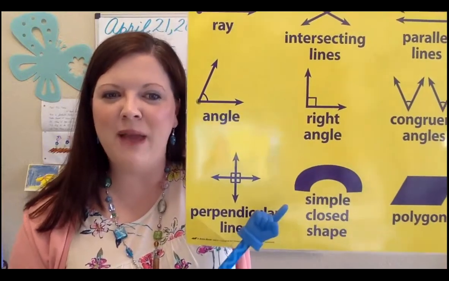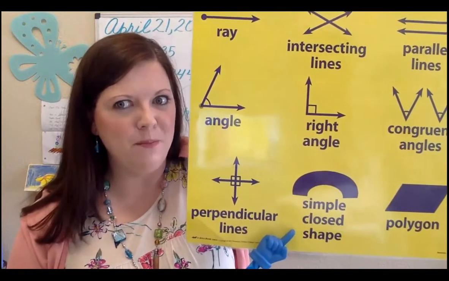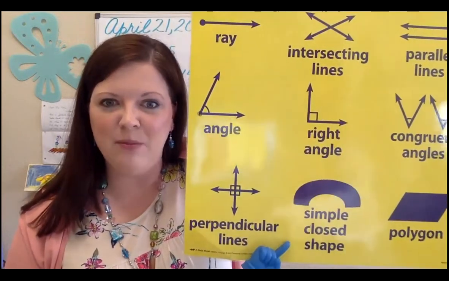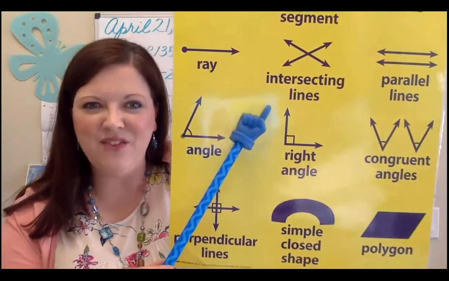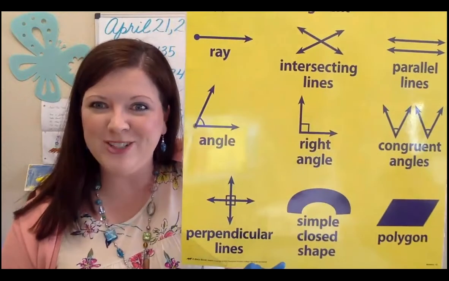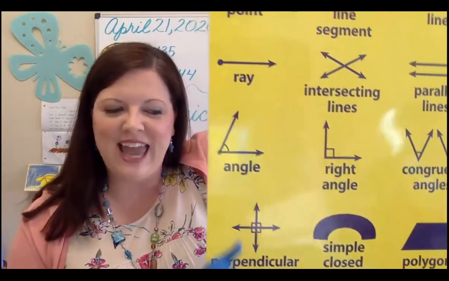Today, we're going to talk about what makes a simple closed shape. That's one of the many things that we're going to be talking about today. A simple closed shape has no points of intersection. There's not a single time where the lines are going to cross. It's also closed. There's no openings or gaps.